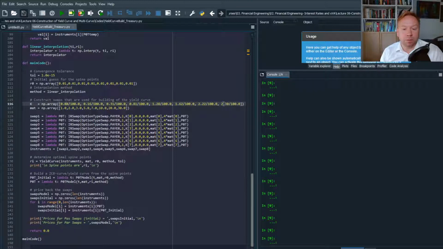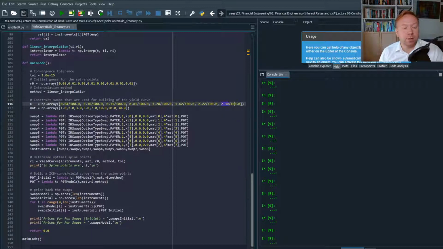Yes, because even this is the latest, I think, 30 year. So this is the matrix, or vector, for maturities. We have a 30-year swap, which pays 2.3%. So we have to scale it down by dividing by 100.